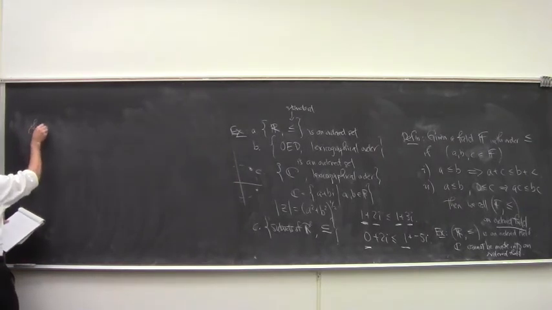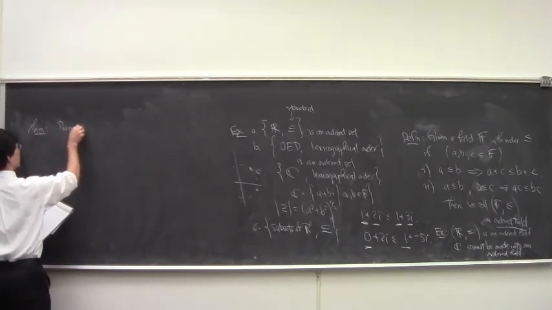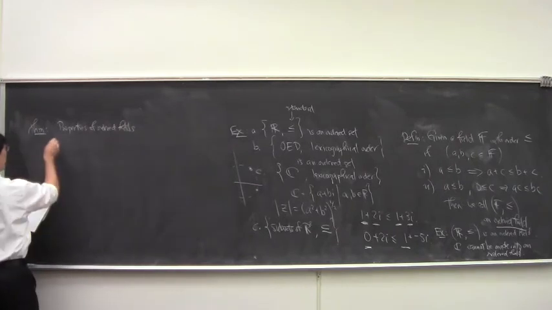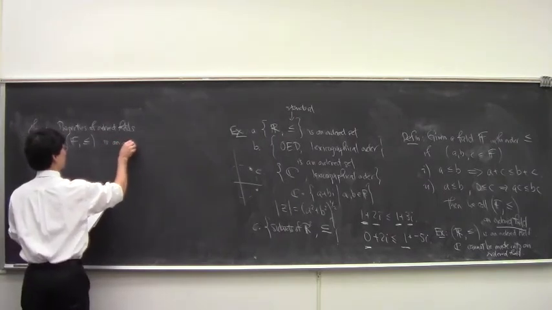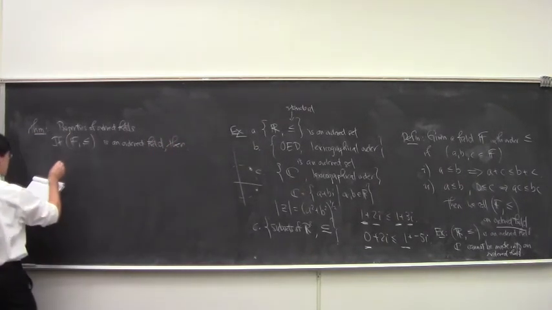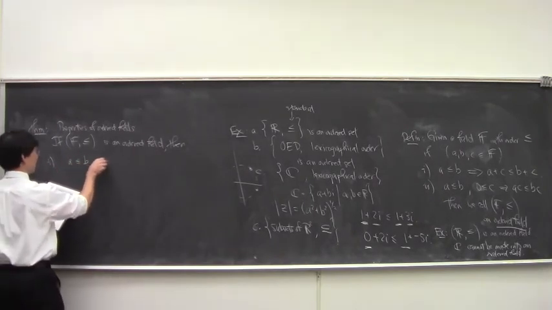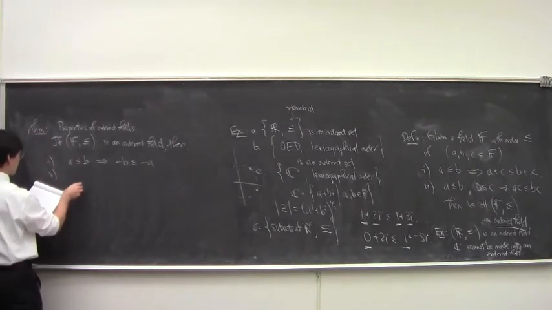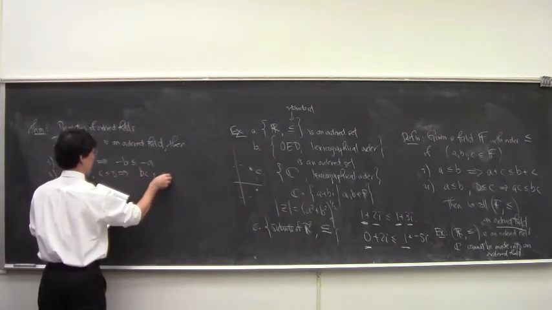Now, just like we had a bunch of consequences for the fields, there are also consequential properties of ordered fields. If F, less than, is an ordered field, then a bunch of properties follow. First, whenever a is less than or equal to b, you have negative b less than or equal to negative a. Whenever you have a less than b, c less than or equal to 0, then bc is less than or equal to ac.